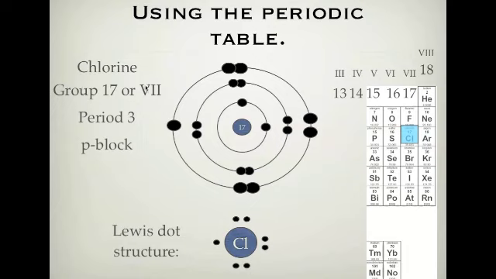So group 7 means it has 7 electrons in the outside shell. Our Lewis dot structure, as I said, is the most important structure. It just shows you its last electron shell, which has 7 electrons in it because it's in group 7.